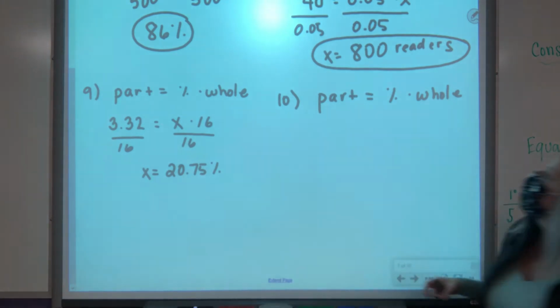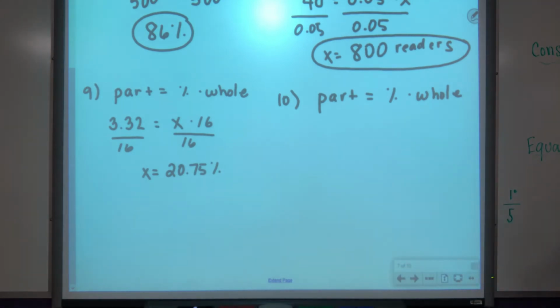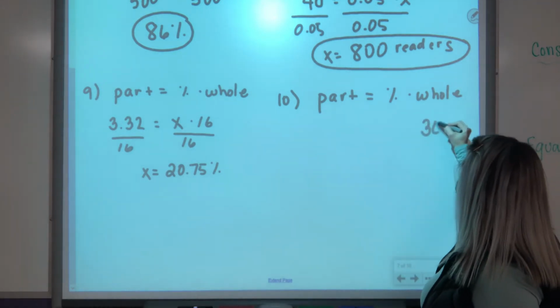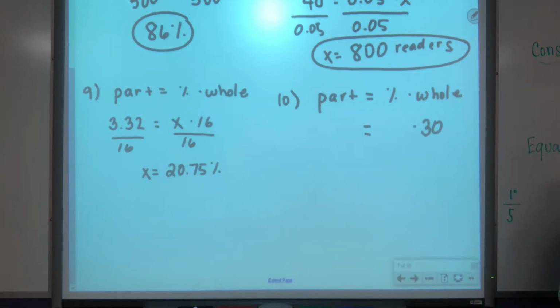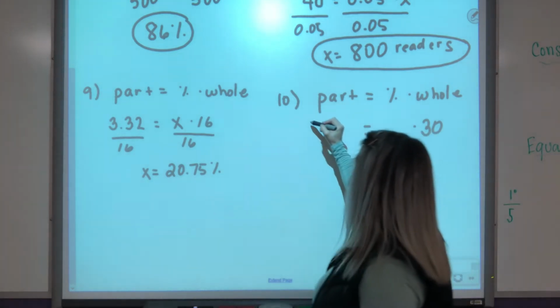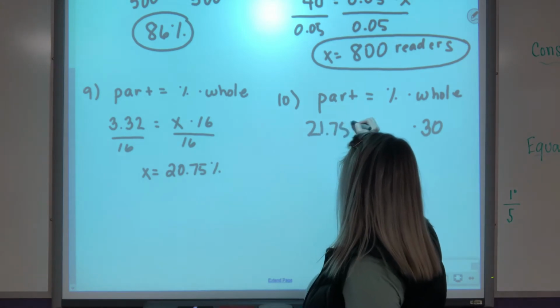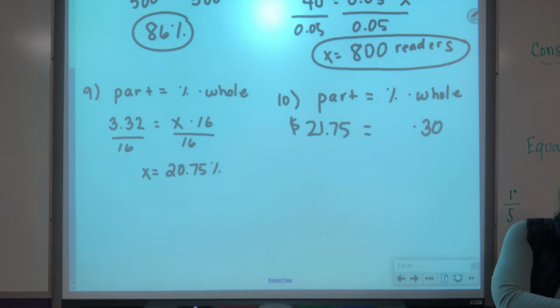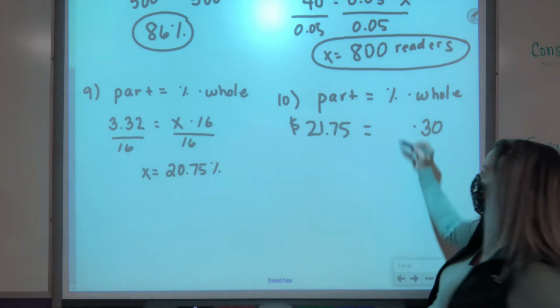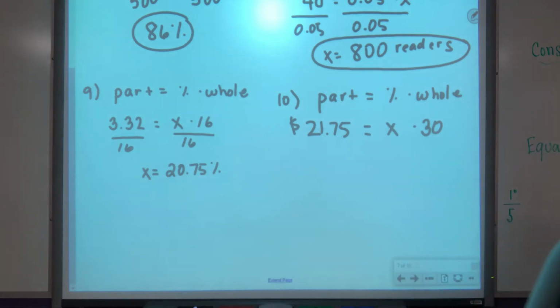Okay, so if the original price is $30, is that our part, whole, or percent? Whole. That's our whole. So the 30 goes here. It's on sale for $21.75. So is that our part or percent? Percent. No, whole. Part. That's our part. It's on sale for this. The question asked, what percent of the regular price is the sale price? So I don't know that.